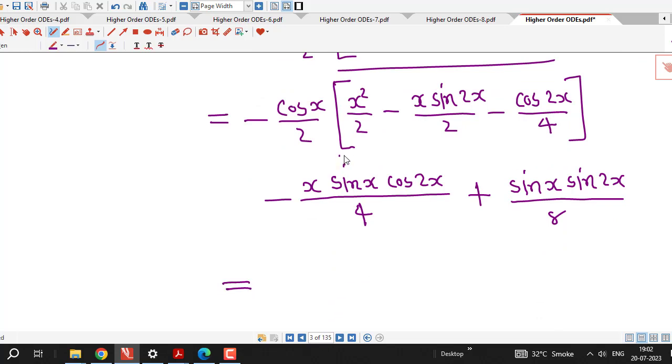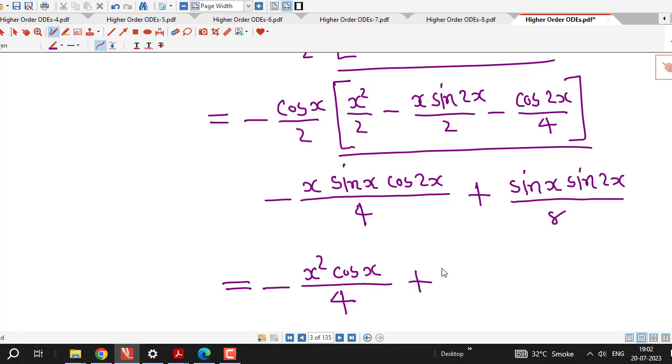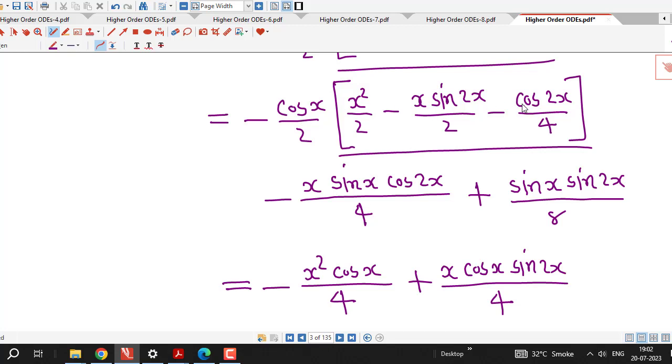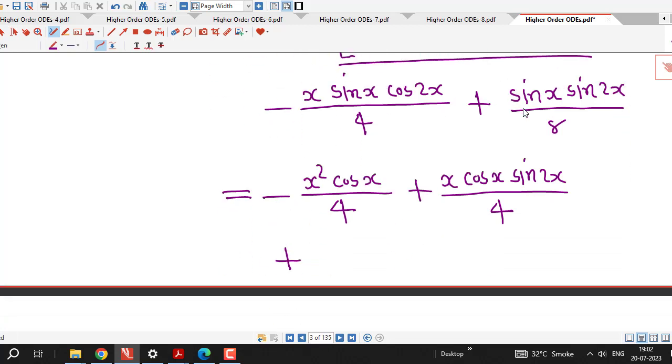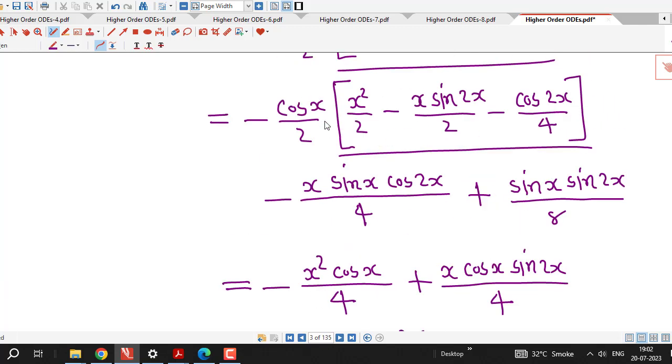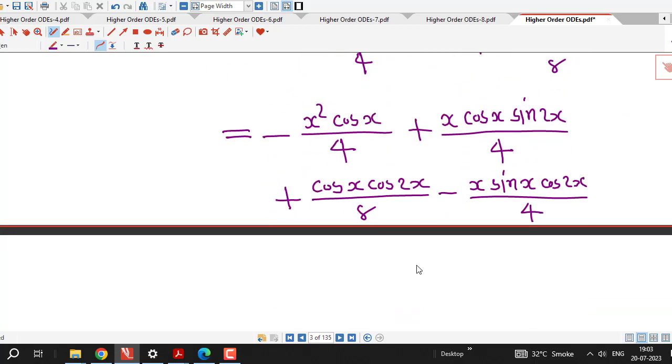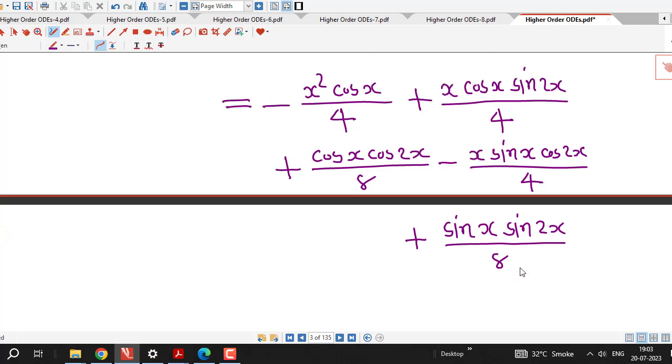Now in the next step I will multiply this bracket by minus cos x by 2, that is I have x square times cos x divided by 4 minus minus plus x cos x sin 2x divided by 4 and minus minus plus cos x into cos 2x divided by 8 and plus cos x into cos 2x divided by 8, and these two terms as it is, minus x times sin x cos 2x divided by 4 plus sin x sin 2x divided by 8 plus sin x sin 2x divided by 8.